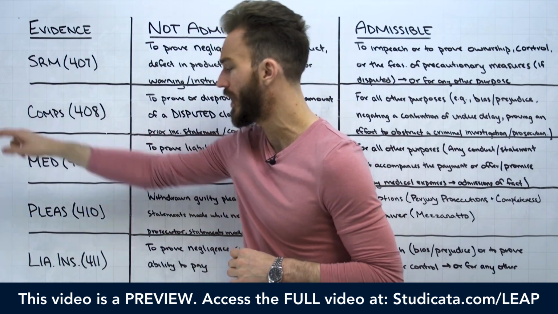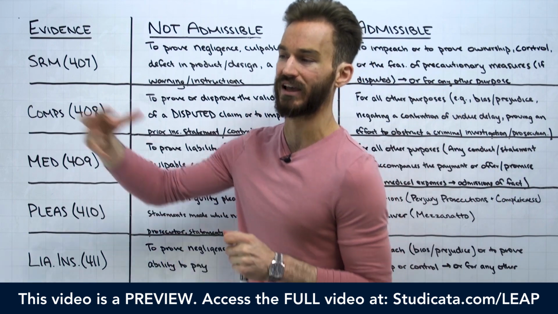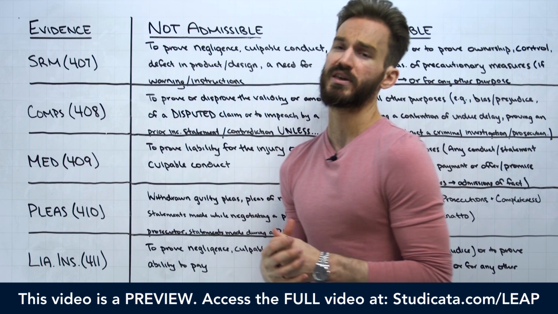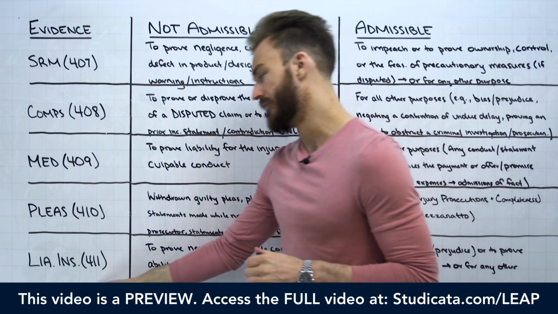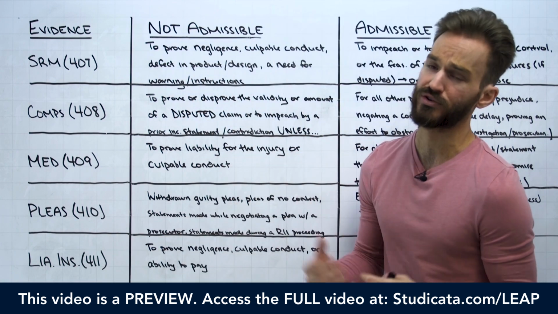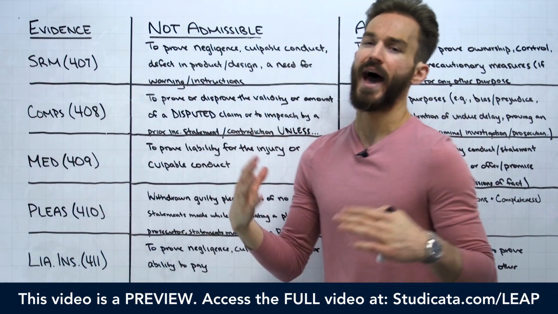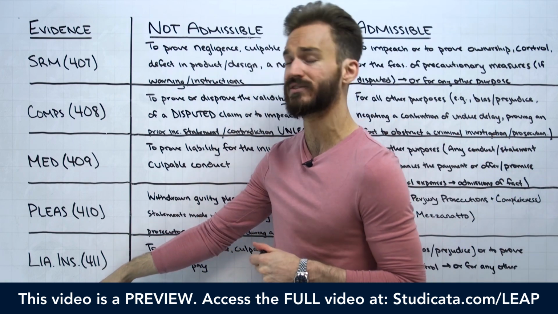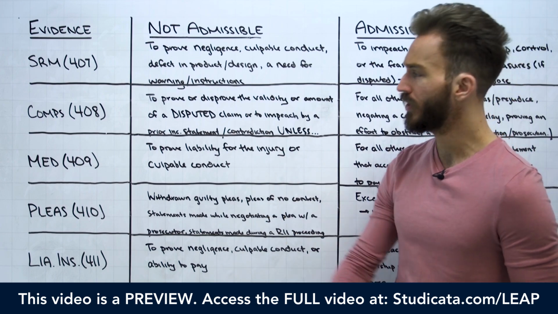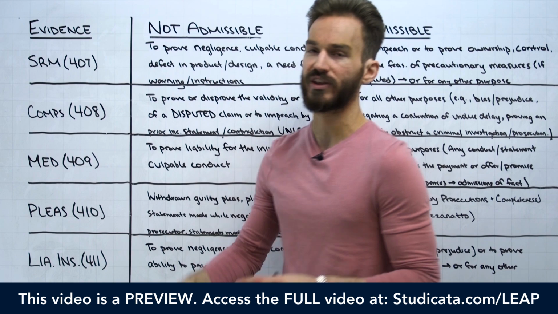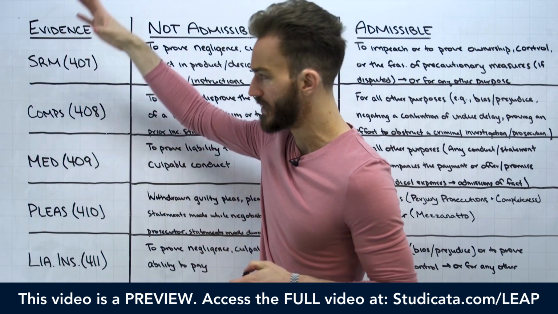410 has the same idea as 408, with plea deals and the plea bargaining process. We don't want a criminal defendant to not enter into a plea bargain because he's afraid that that evidence could be used against him in court. Same idea with liability insurance under Rule 411. We don't want somebody to not get liability insurance out of fear that that could be used as evidence against them to prove negligence or culpable conduct, right? So that's the thread with these public policy exclusions. These all involve activity that we do not want to discourage. It's why we have these rules.